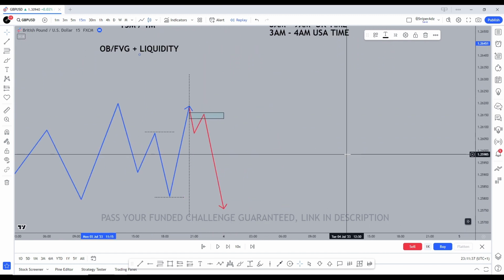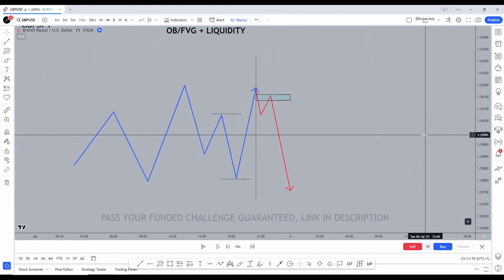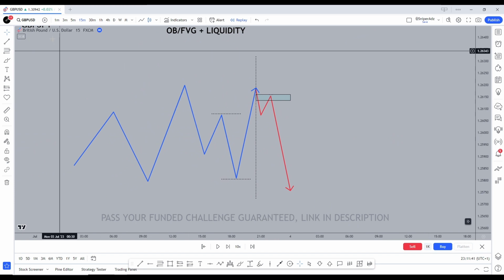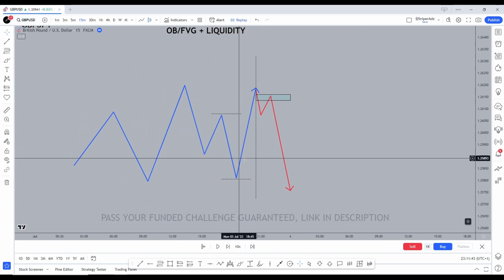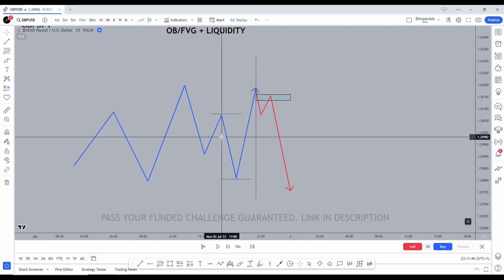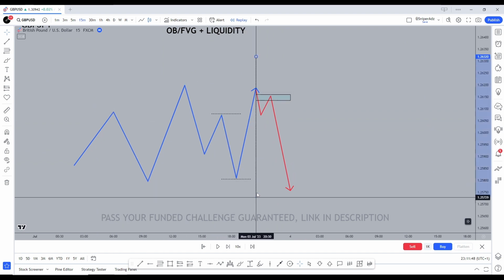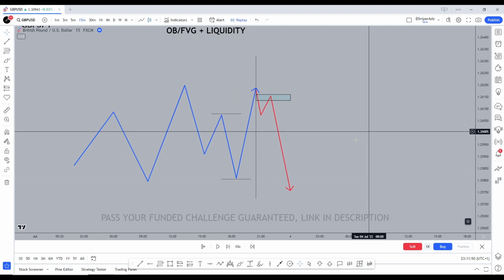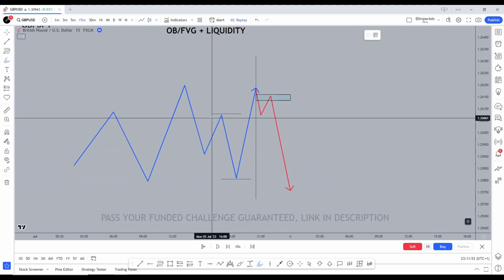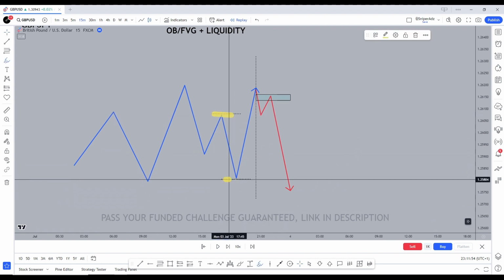It's a very, very simple system and it's so effective, and it has one of the highest win rates that I've seen during my time trading GBP/USD. So very simply, we're going to look for the market in blue, as you can see right here. Prior to 8 AM, which is signified by this vertical line, we're going to mark out our liquidity highs and our liquidity lows.